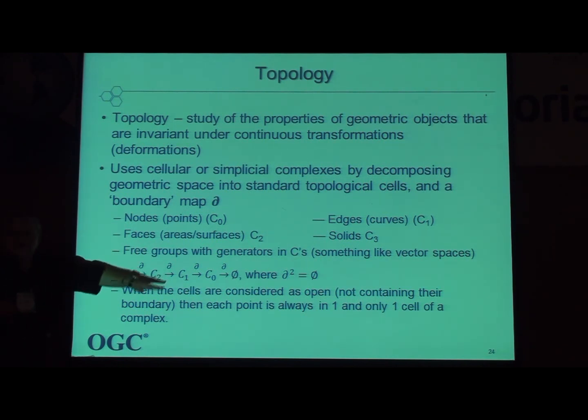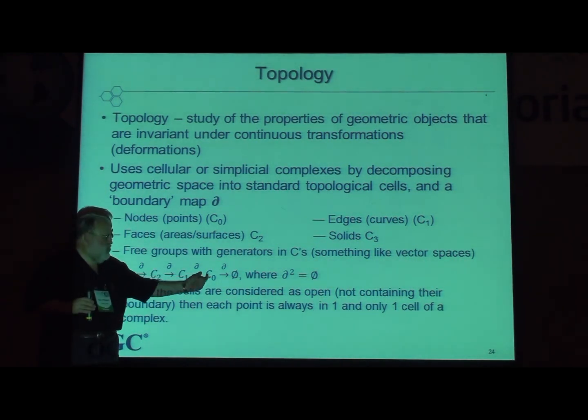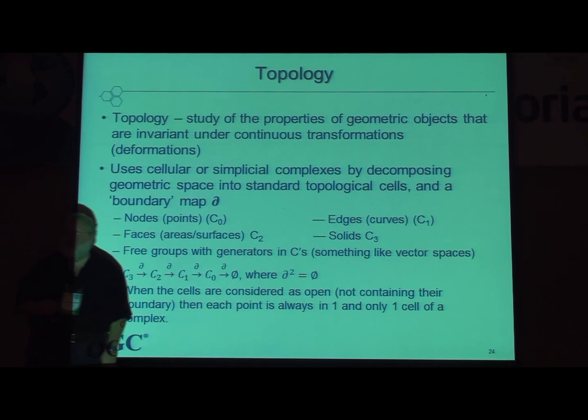moves down this tree. The boundary of a solid is always a bunch of surfaces. The boundary of a surface is always a bunch of curves. The boundary of a curve is always a bunch of points. The boundary of a bunch of points is always empty.